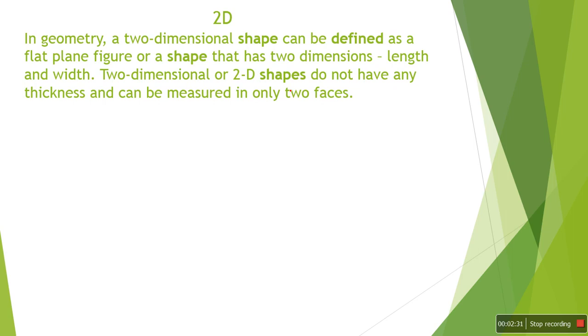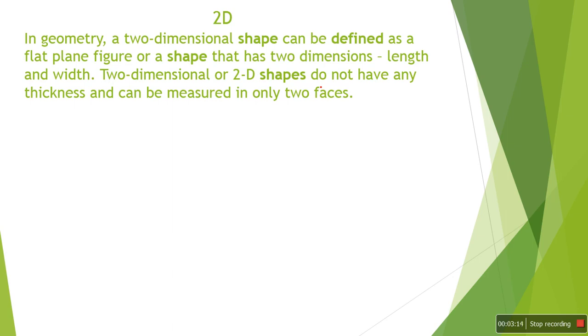If we talk about two-dimensional shapes, first let me tell you, two-dimensional shapes are also called 2D shapes. Let me read out the definition of 2D shapes. In geometry, a two-dimensional shape can be defined as a flat plane figure or a shape that has two dimensions, length and width. Two-dimensional or 2D shapes do not have any thickness and can be measured in only two dimensions. That means in 2D shapes we will find only two dimensions. The first one is length and the second one is width. That's why these types of shapes are called two-dimensional shapes.